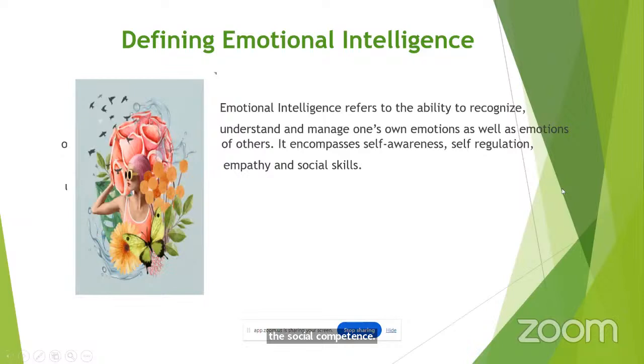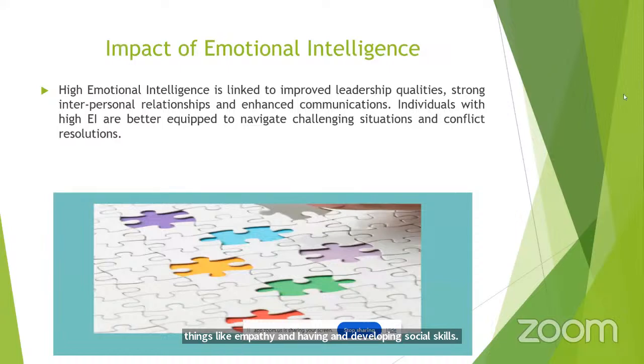Emotional intelligence is the ability to recognize, understand, and manage one's own emotions as well as the emotions of others. Managing our emotions encompasses self awareness and self regulation, and managing others' emotions involves empathy and developing social skills. The impact of emotional intelligence: a high level of emotional intelligence is linked to improved leadership qualities, strong interpersonal relationships, and enhanced communication. Individuals with high emotional intelligence are better equipped to navigate challenging situations and conflict resolution. So we'll talk about the different aspects of emotional intelligence, and its impacts in the different spheres of our lives.